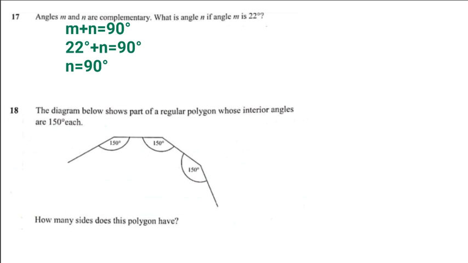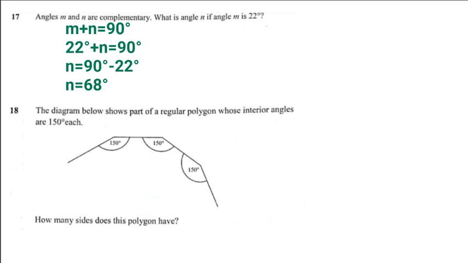Then 22 will cross the equal sign and become minus, then it will be minus 22 degrees, which will give us N is equal to the difference of 90 and 22, that is 68. The difference of 90 and 22 is 68. So the value of N is 68 degrees. Now let's go to question 18.